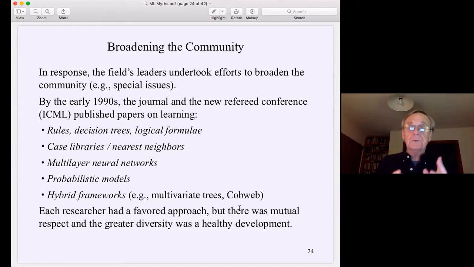ICML, was publishing papers not only on the learning of rules and decision trees and logical formulae, but also case libraries and nearest neighbor methods, multi-layer neural networks. There was beginning to be work on learning probabilistic models and even hybrid frameworks, like multivariate decision trees that had perceptrons at internal nodes, or a really interesting system called Cobweb that Doug Fisher developed that combined ideas from decision trees, nearest neighbor, and probabilistic classifiers. Now, every researcher had his or her favorite approach. That wasn't the point. The point was that there was mutual respect and an increase in diversity that led us to better understand what the space of possibilities was.